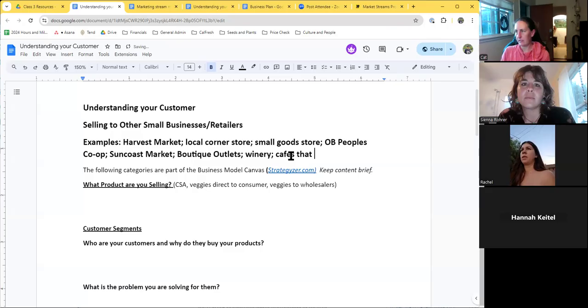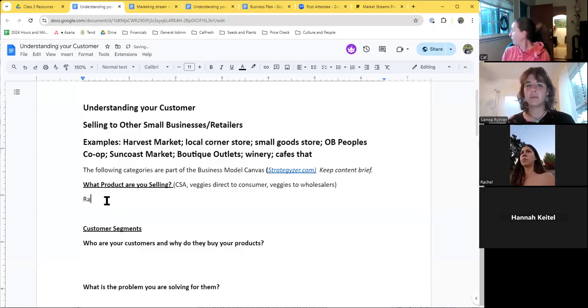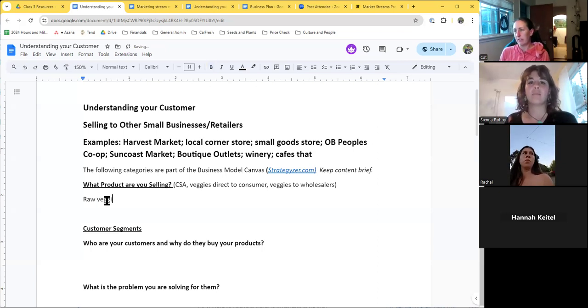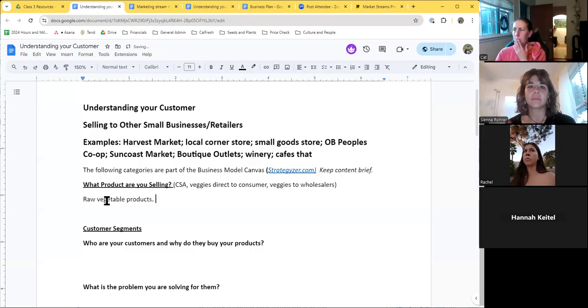Cafes, yeah, more in terms of not for their kitchen, right? Because we're not talking about restaurant purchasing, that would be wholesale, right? So that's a good thing. We're going to be doing raw vegetable products here.